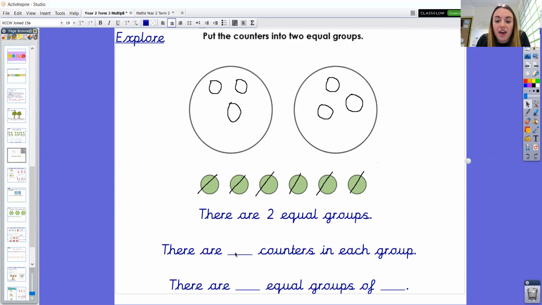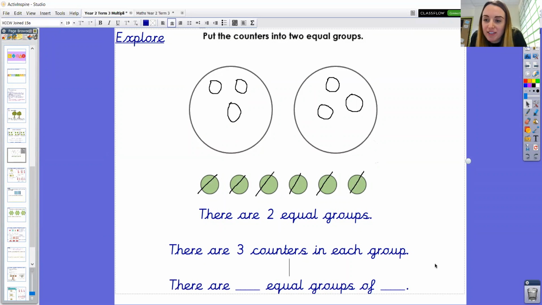Well done. There are 3 counters in each group. Let's say it together. There are 3 counters in each group. Fantastic. So this means there are equal groups of. Can you say that sentence, filling in the spaces?